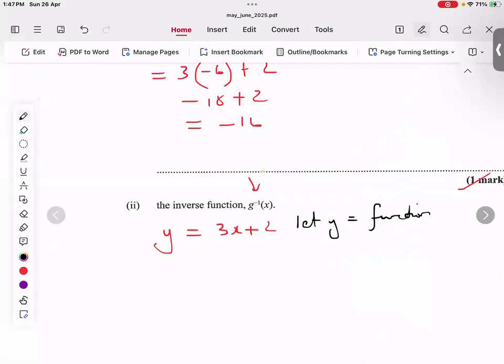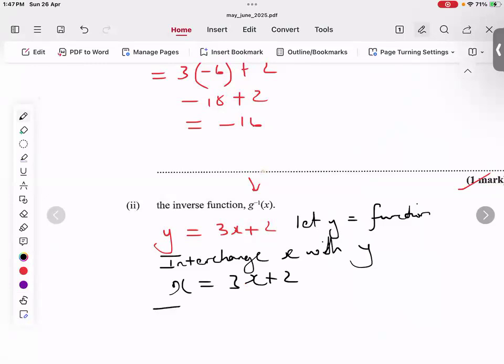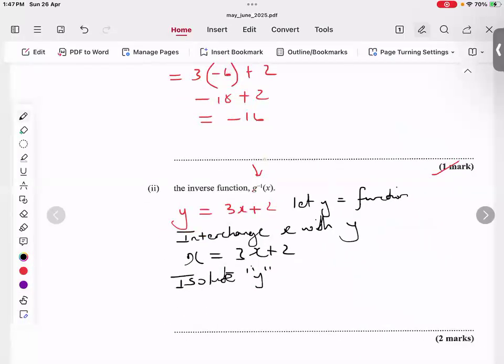Step 2 is to interchange x with y. So we're going to end up with x equals 3x plus 2. And then the third step is to isolate y. So that means you need to get y by itself. So isolate y. Those are the steps. Write them down, people, if you're getting these for the first time.